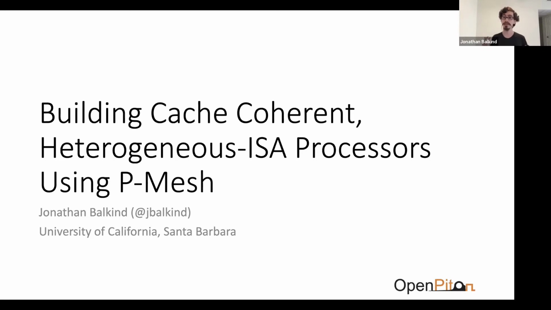And OpenPiton is a many-core research platform. And underlying OpenPiton is a scalable cache-coherent memory system that we call PMesh. And so what I'm going to be talking about today is PMesh itself and how to use PMesh to build cache-coherent heterogeneous ISA processors. So, clicker isn't working just yet.